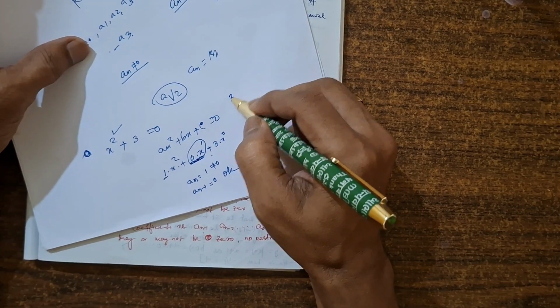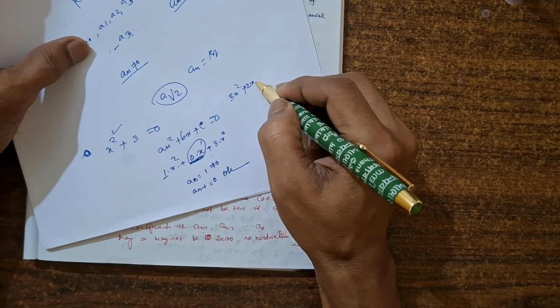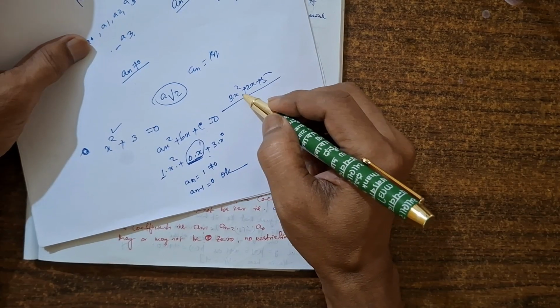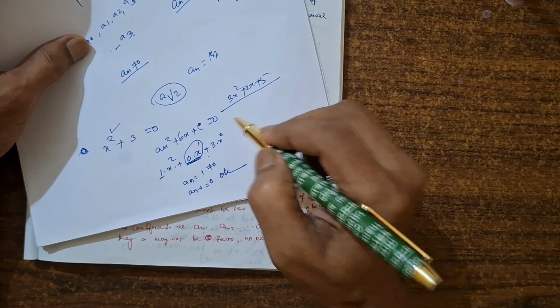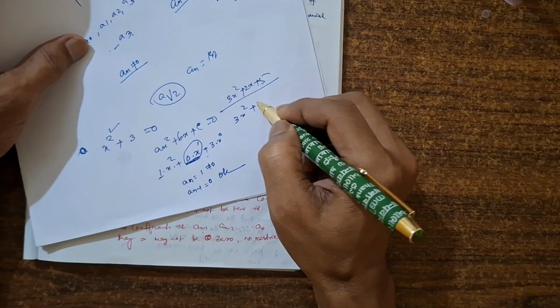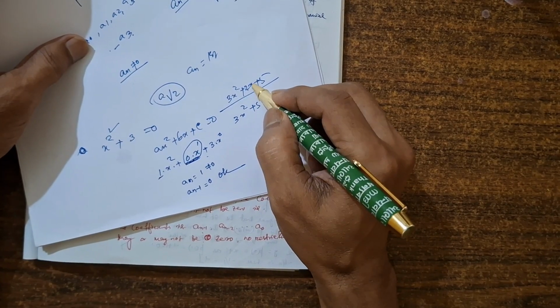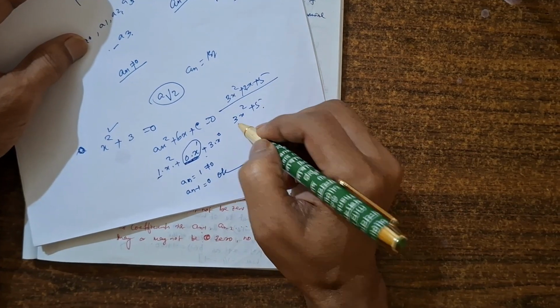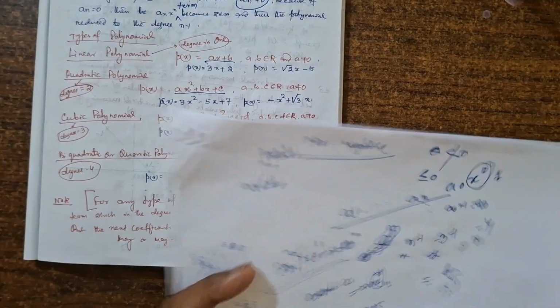Suppose 3x square plus 2x plus 5. No coefficient of any power of x is 0. It is okay. 3x square plus 5 is equal to 0. If this coefficient becomes 0, x to the power 1 becomes 0, still then it is quadratic. But if this one becomes 0, it will not be quadratic. Okay.